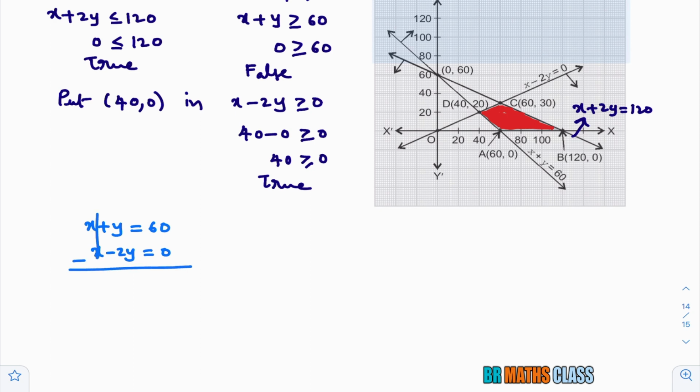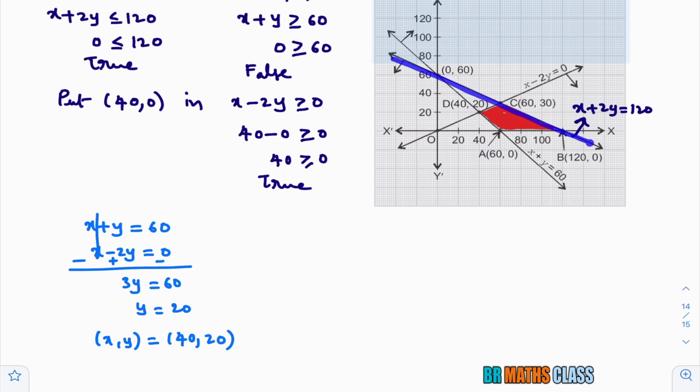You subtract, x will get cancelled. Then what you will get? y plus 2y is 3y. 3y equal to 60, so y equal to 20. Substitute y equal to 20 in this equation. Then what you will get? x equal to 40. So what is the point you are getting? x comma y is 40 comma 20. You can observe this point is 40 comma 20.